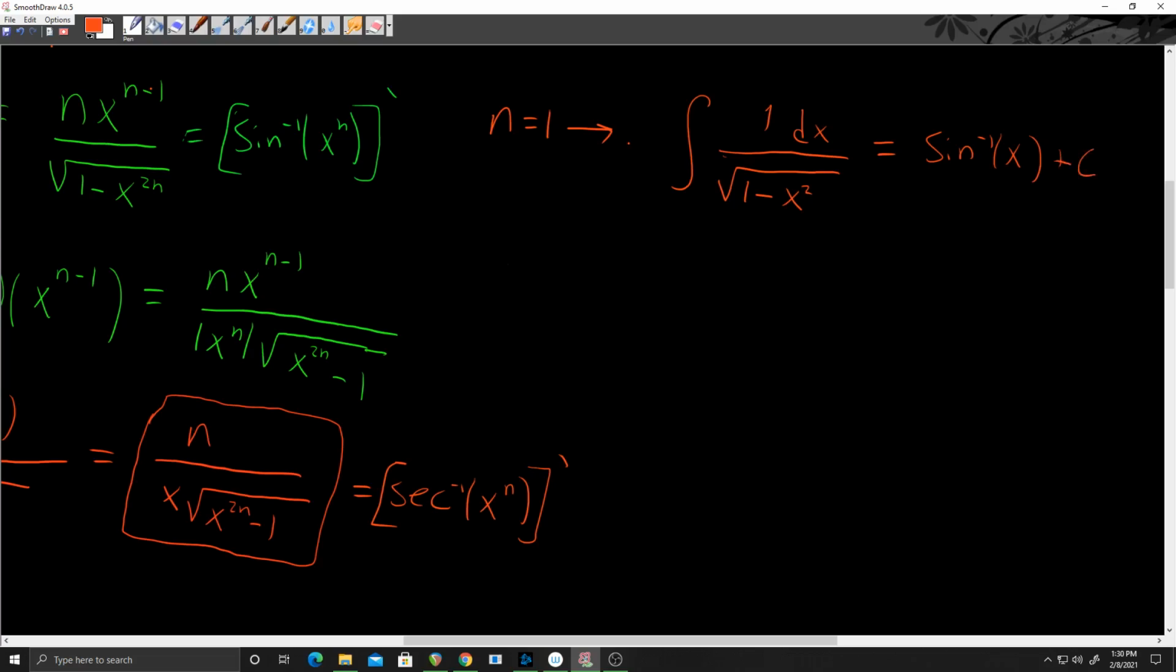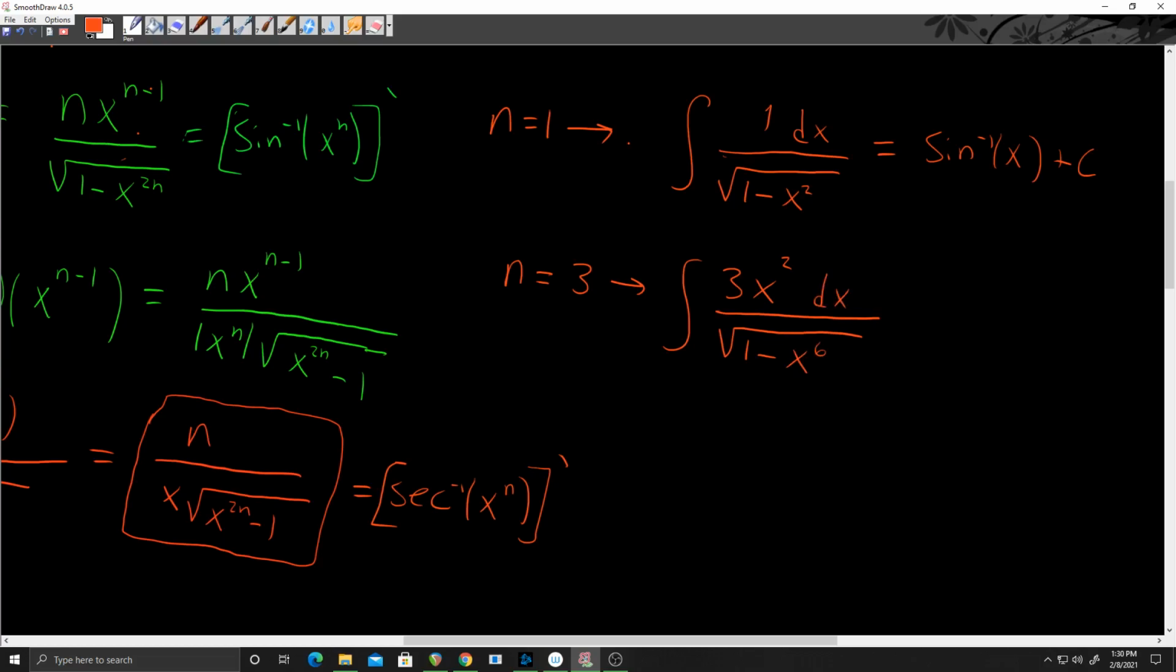Okay. Let's do a couple more of these. Let's jump to n equals 3, and let's see what happens. We're going to have the integral of, and again, I'm plugging directly into here. So it's going to be 3x to the 3 minus 1, which is 2, over the square root of 1 minus x to the 2 times 3. So x to the 6.